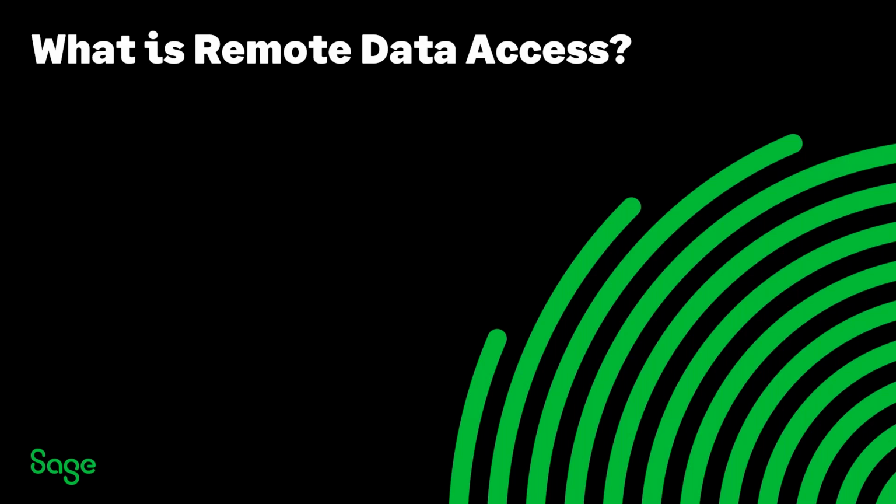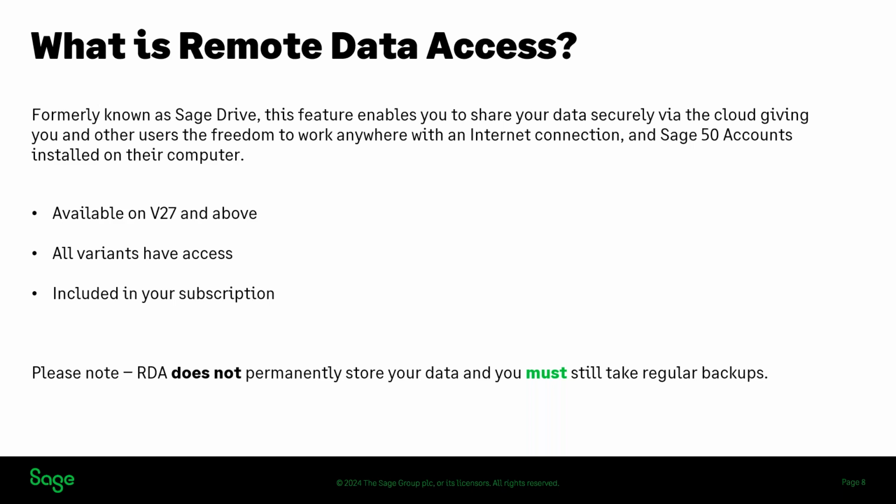Okay, so now what we'll do is we'll go into what is remote data access. Formerly known as Sage Drive, it was introduced in version 21 and is now known as Remote Data Access, RDA for short. This feature enables you to share your data securely via the cloud, giving you and other users freedom to work anywhere with an internet connection, and you must have a subscription-based license as well.